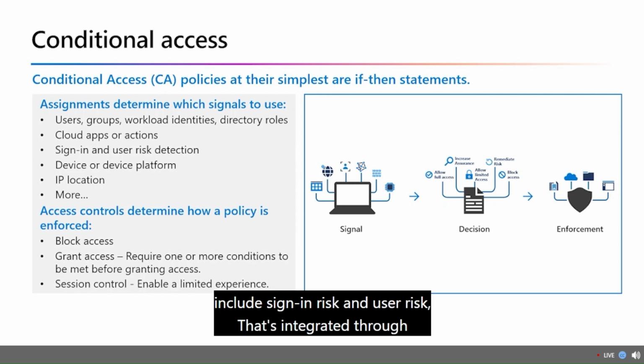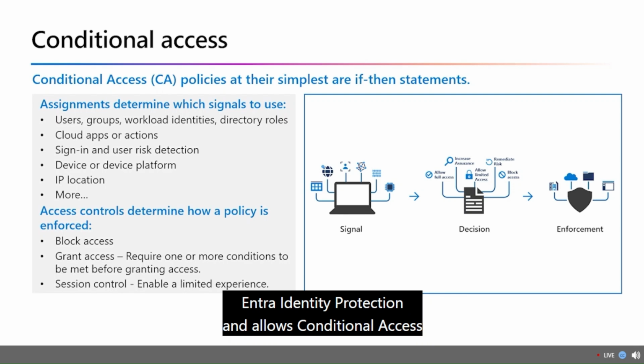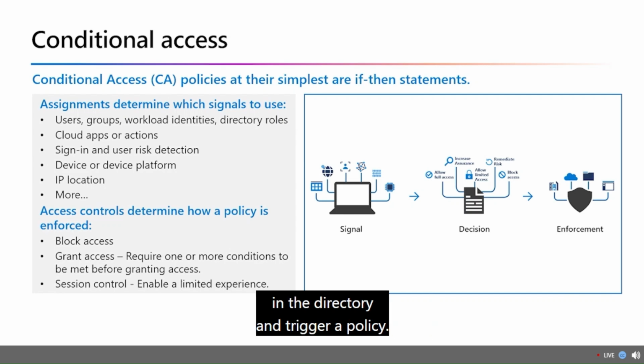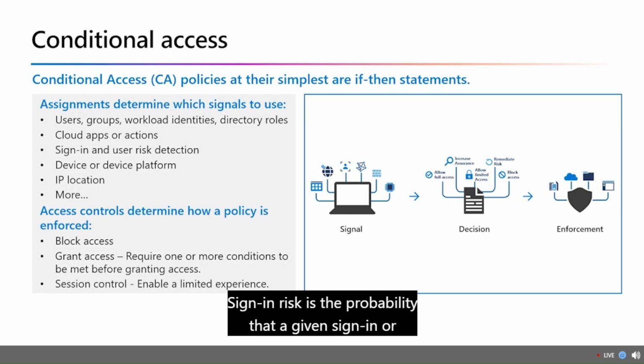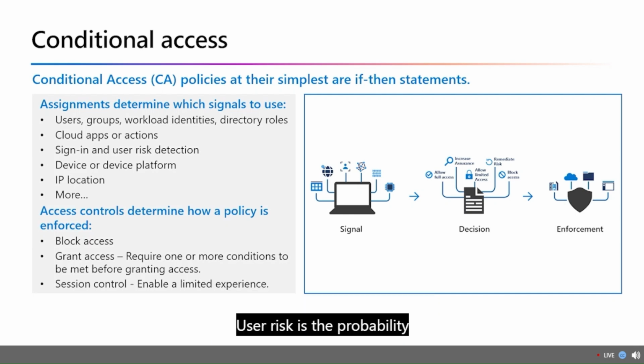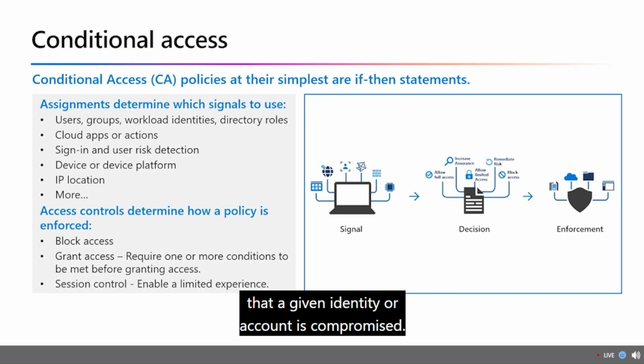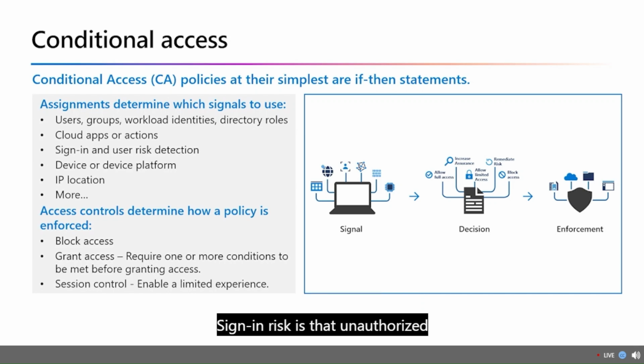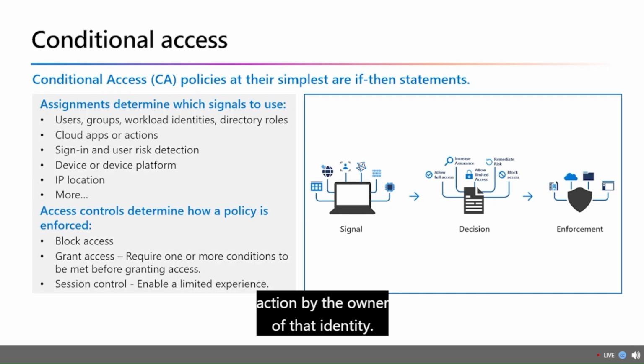Some of these conditions include sign-in risk and user risk. That's integrated through Entra Identity Protection and allows conditional access policies to identify suspicious actions related to user accounts in the directory and trigger a policy. Sign-in risk is the probability that a given sign-in or authentication request isn't authorized by the identity owner. User risk is the probability that a given identity or account is compromised. So keep that in mind. Those are two major points: sign-in risk versus user risk. User risk is that the account is compromised. Sign-in risk is that the action wasn't authorized by the owner of that identity.